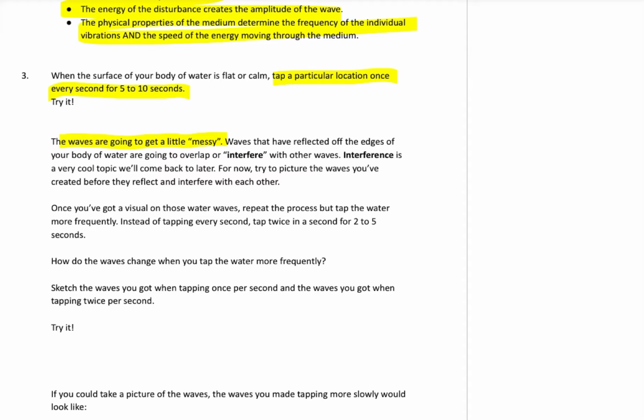The disclaimer here is we're not ready for the second part. Once they hit the edge, they're going to start to overlap and interfere, and they do something we call interference. I don't want to bring that up quite yet. So just look at what the waves look like as they're traveling to the edge, before they start to reflect and bounce on each other. Now do the same thing, but tap twice as fast.